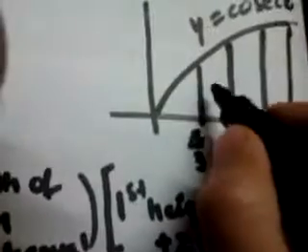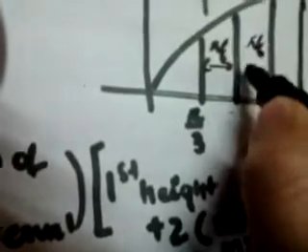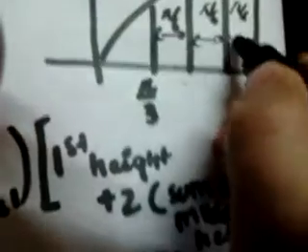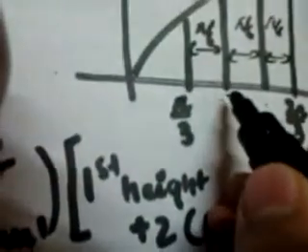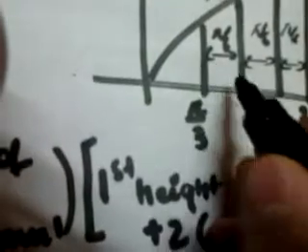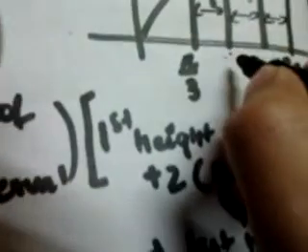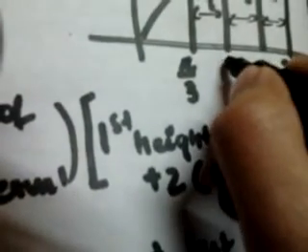Now as you can see, the width of each interval is pi by 6. So this here is pi by 6. This here is also pi by 6. And this here is also pi by 6. So this value here is simply pi by 3 plus pi by 6. Oh sorry, this is pi by 3. So this is pi by 6.